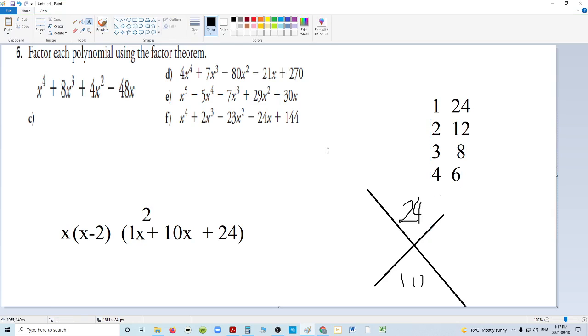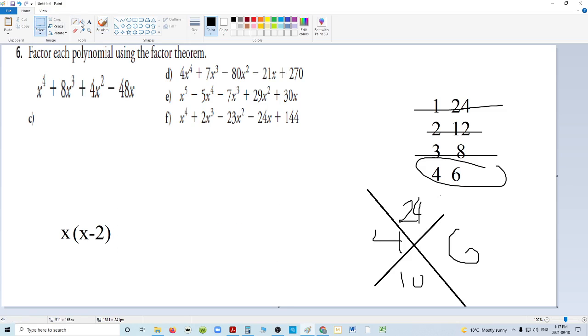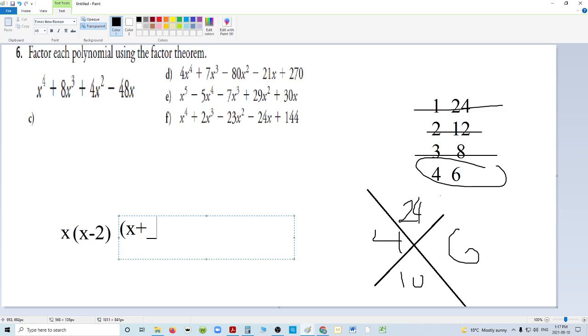Then you can just see if any of those add up to 10. It's clear that that doesn't, that doesn't, that doesn't, and that does. And it's nice when they're all plus and plus, because then you're just working with adding them up. So we can see it's 4 and 6. So right away, that means my last factors here are indeed x plus 4 and x plus 6. And we're done.